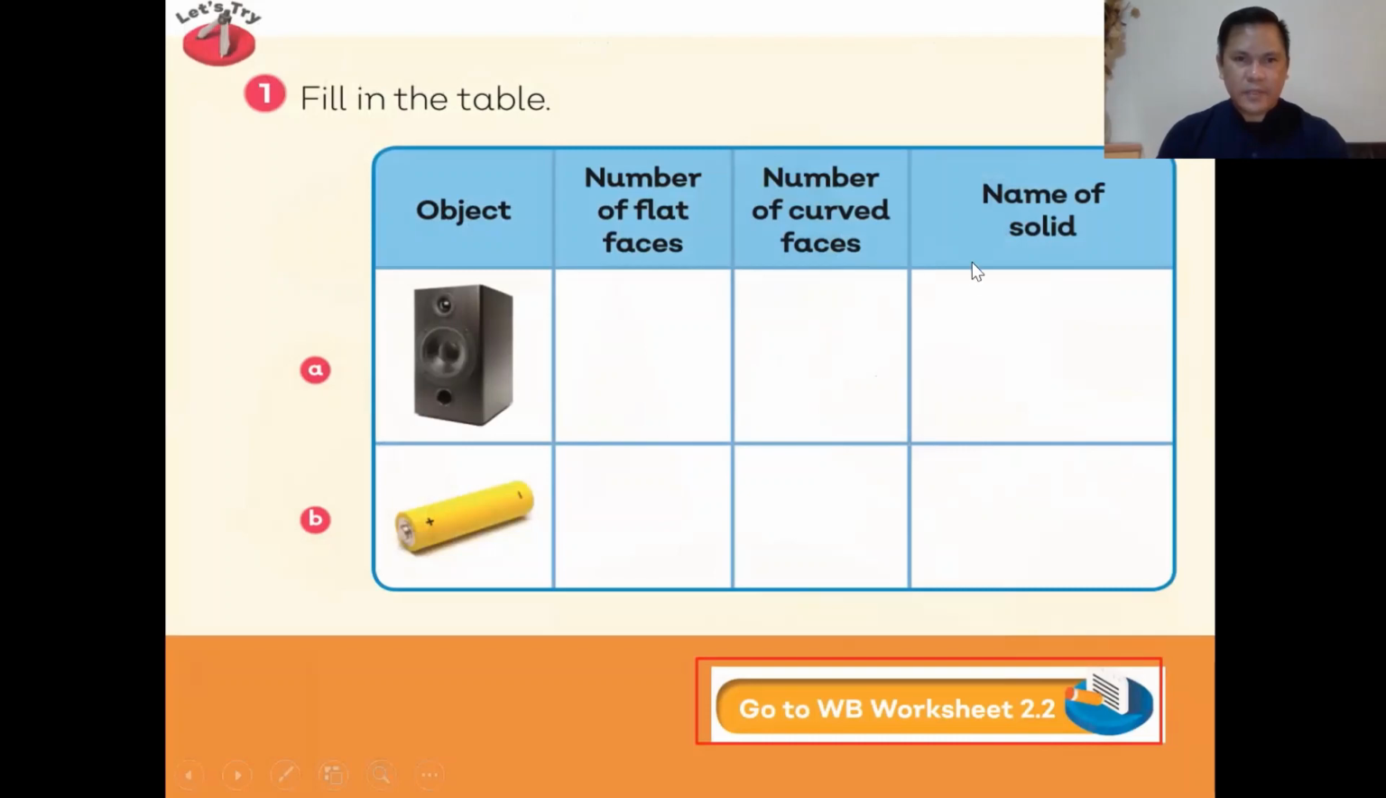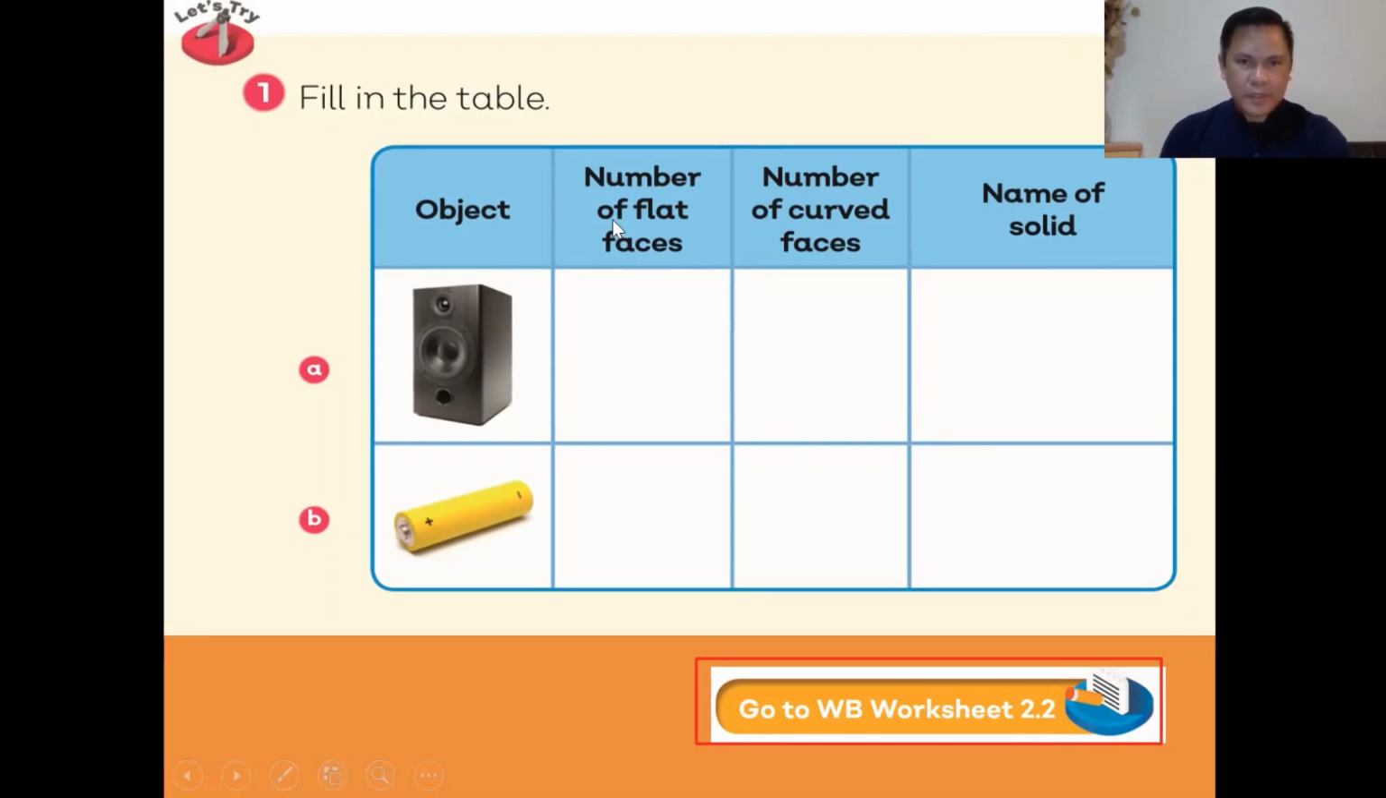Let's try this one. Fill in the table. We have objects here, A and B. What do you think this object is? Can you identify this object? This object is a speaker. We call it a speaker. And B is a battery.